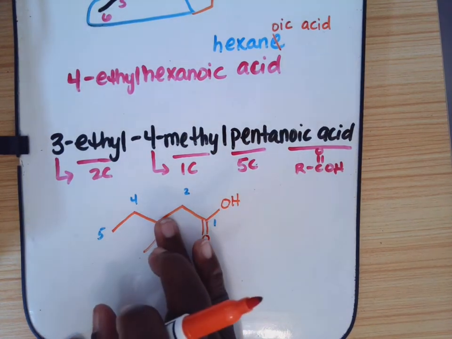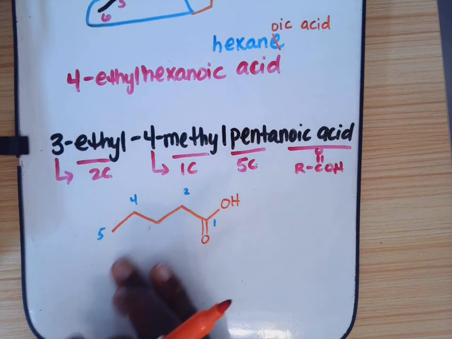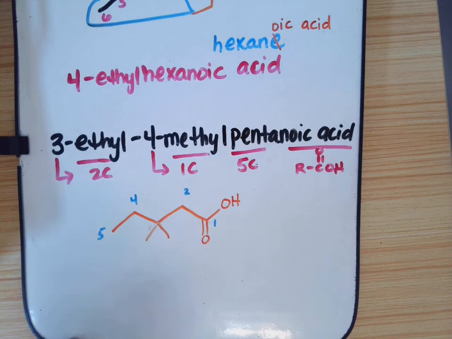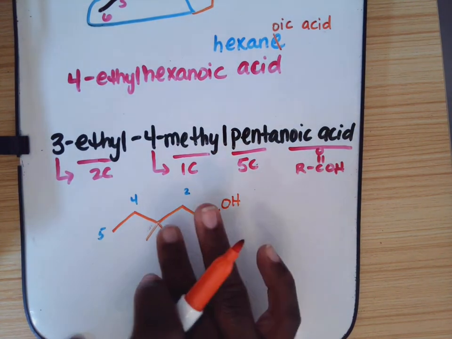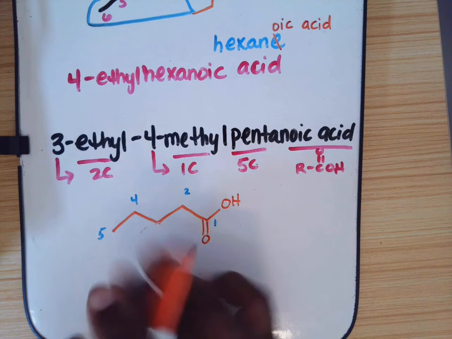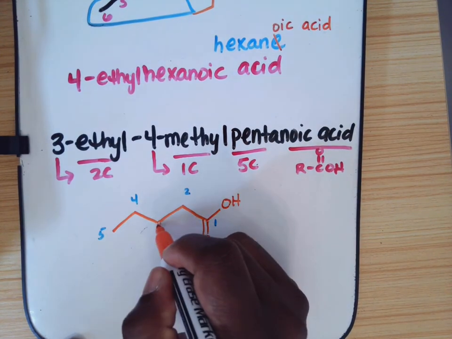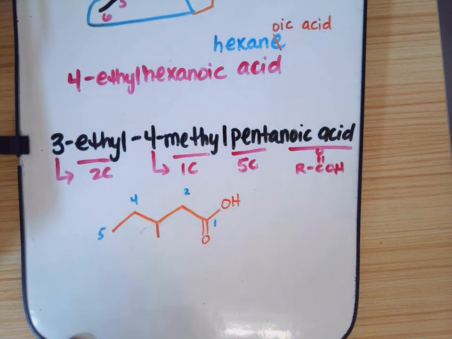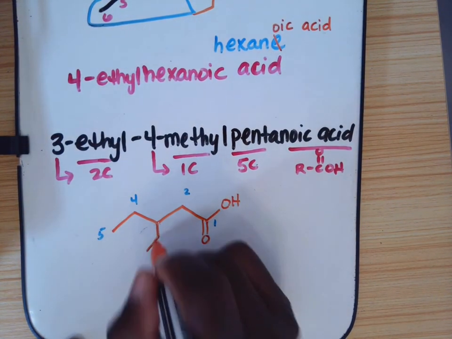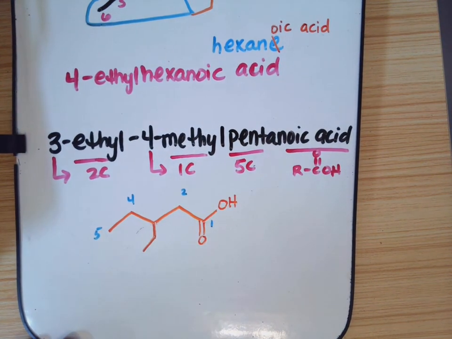I'm going to erase that for a minute. What I've seen people do in the past, they do it like this. That does not represent ethyl. That represents 2 different substituents. Ethyl is 1 substituent. So draw that 1 bond from your parent chain. That's 1 substituent. But that 1 substituent contains 2 continuous carbons. So this is your ethyl group.